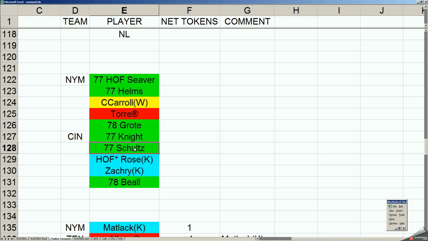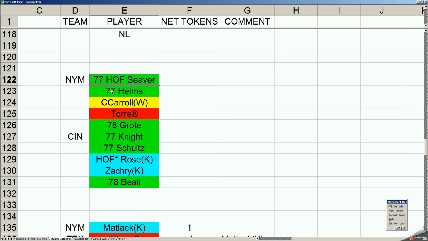They get Buddy Schultz in the bullpen because they're going to lose Tug McGraw in a future trade. They also get Pat Zachary, who we know was part of the Seaver trade. And Cincinnati gets rid of that first baseman, Bobby Beal, who they didn't like anyway. He was more of a defensive first baseman. And the Mets can actually use some defense. So that's how it was 5 for 5.